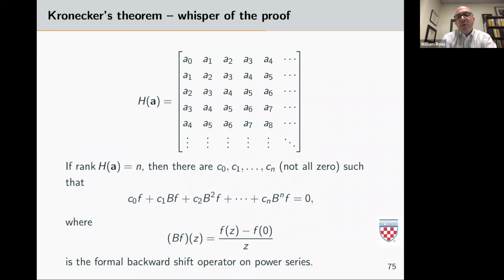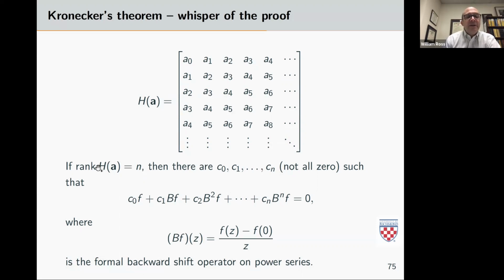Let me give you a whisper of the proof of this. If you look at this Hankel matrix, notice that the first column, compare that to the second column, and notice the second column is a backward shift of the first. You shift everything up 1 and you lose the first coefficient. And notice that the third column is the backward shift of the second. Again, you move everything up and the first coefficient is gone, and so on.